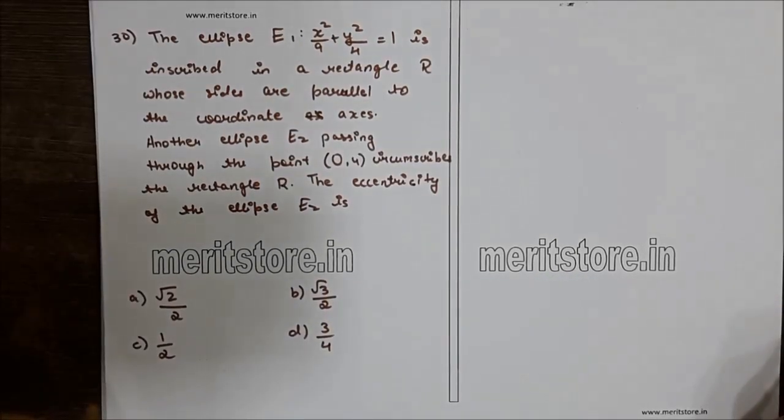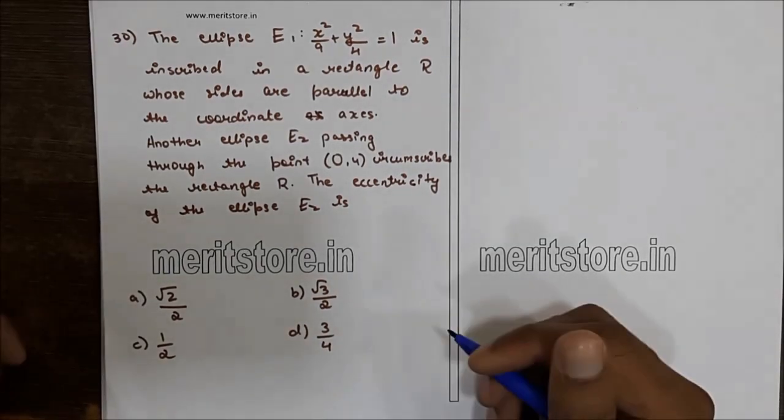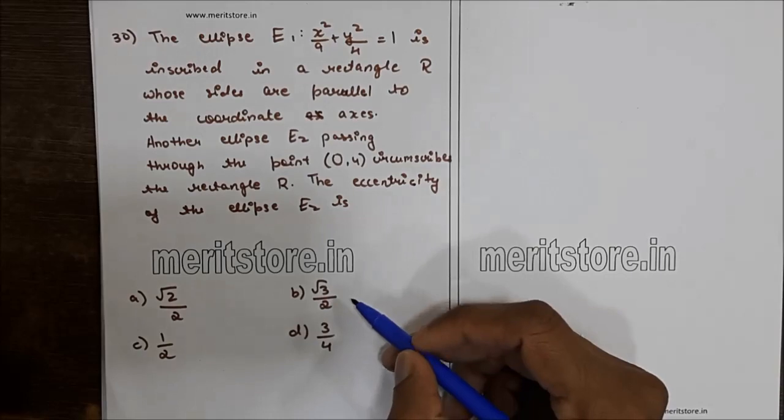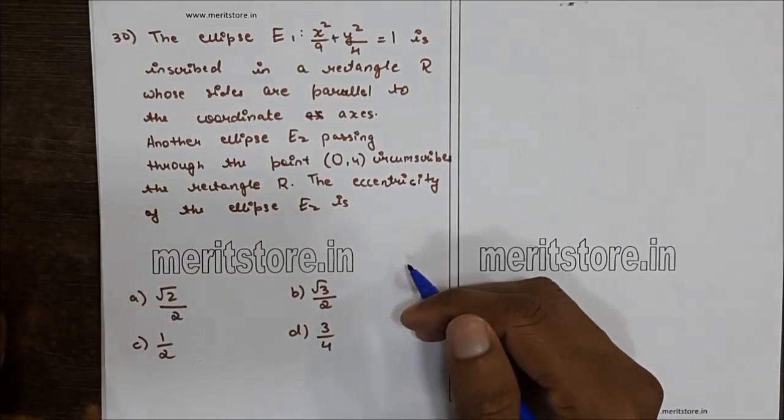Question 30. The ellipse E1, x square by 9 plus y square by 4 equal to 1, is inscribed in a rectangle R whose sides are parallel to the coordinate axis. Another ellipse E2 passing through the point 0, 4 circumscribes the rectangle R. The eccentricity of the ellipse E2 is, we have four options: A root 2 by 2, B root 3 by 2, C half, and D 3 by 4.